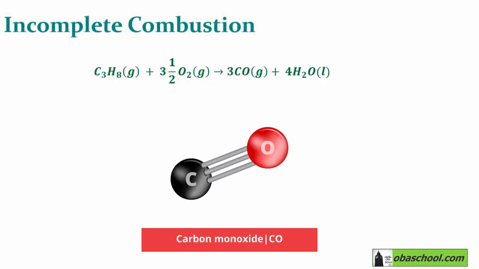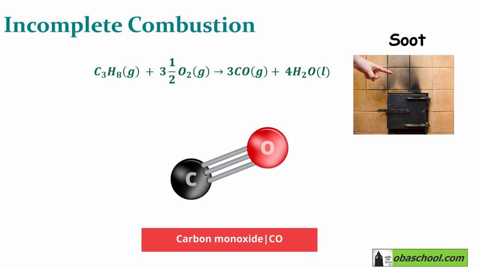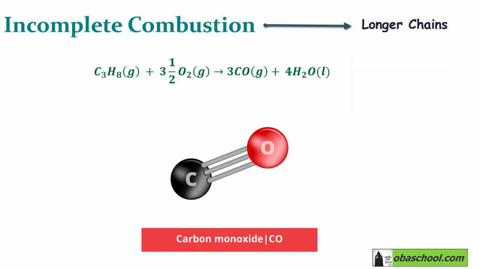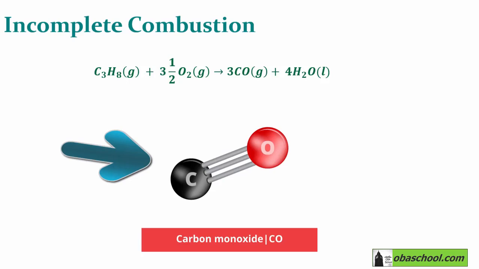With even less oxygen, carbon soot is produced. For example, when a Bunsen burner is used with a closed air hole, the flame will be yellow and a black sooty deposit will appear on the apparatus. Incomplete combustion often happens with longer chain hydrocarbons, which need more oxygen to burn compared with shorter chains. So, as the number of carbon atoms in the hydrocarbon chain increases, more oxygen will be needed for complete combustion to take place. If there isn't enough supply of oxygen, incomplete combustion will take place and carbon monoxide will be produced, which is a poisonous gas.